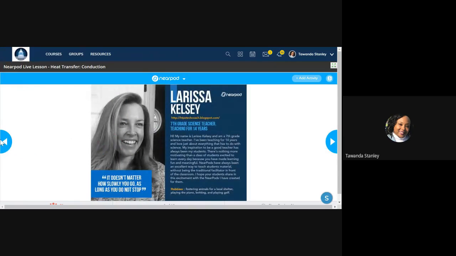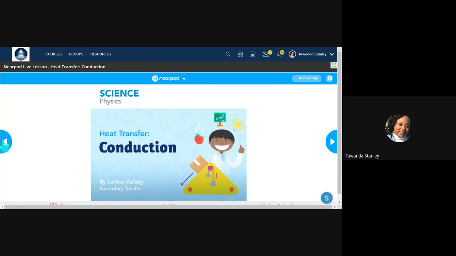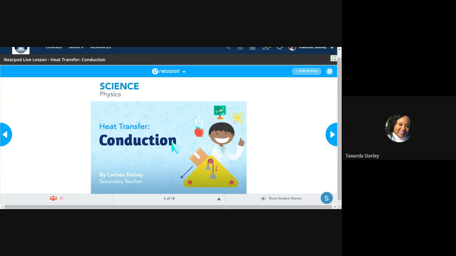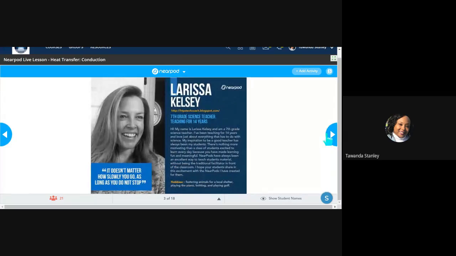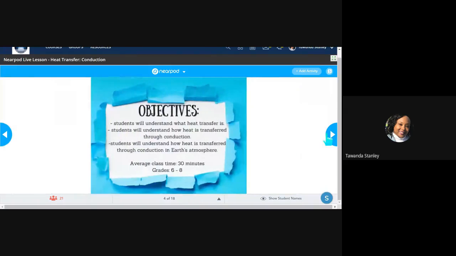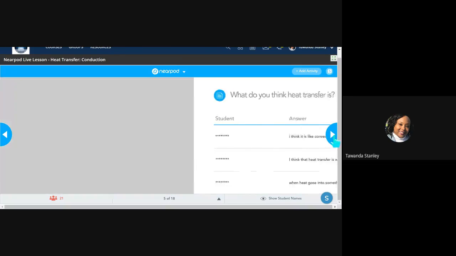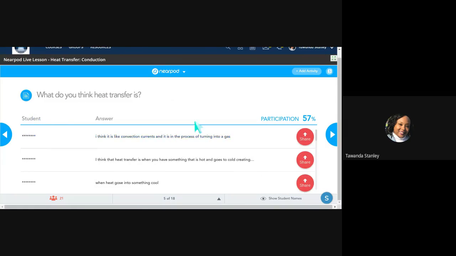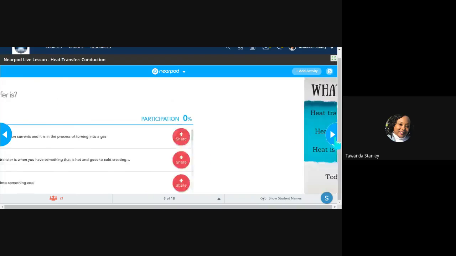Okay, so here's the second type of heat transfer that I'm going to talk about with you guys. The second type of heat transfer I'm going to talk about is conduction. This is just a little about the author, the objectives. So when you guys are doing this, if you're doing it self-paced, you'll just answer the question which says, what do you think heat transfer is?